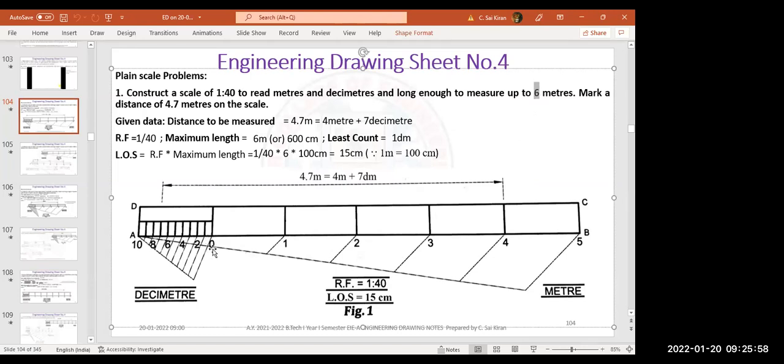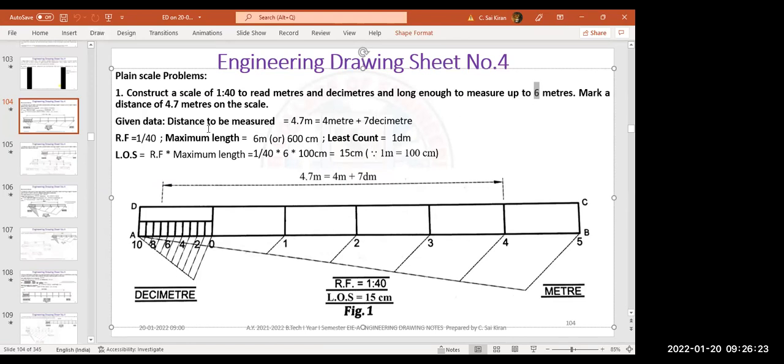And the first part, we mark as 0, because if you mark this as 1, then you have to divide all the parts. It takes so much time to divide each and every main division. So that's the reason we divide only this part. The first part we divide into 10 equal parts, because 1 meter equals 10 decimeters.